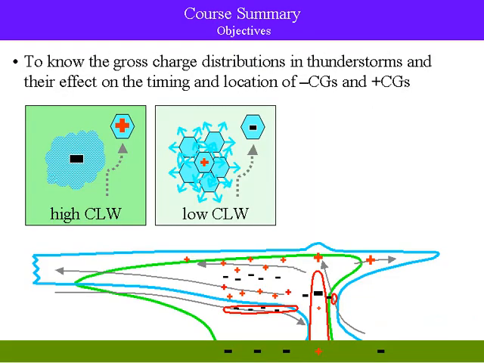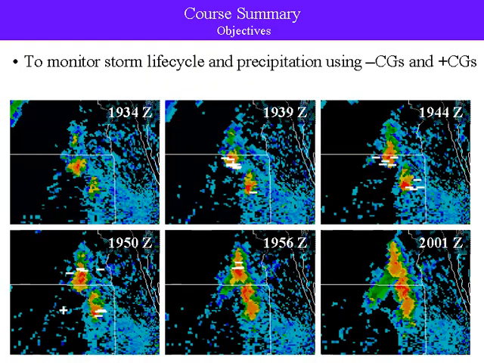Another objective was to know the gross charge distributions in thunderstorms, and in this case, the MCS. And remember, here within the stratiform region we have a slightly different picture because we have different charge mechanisms going on. We have the primary positive charge region located here, and therefore we would expect to see positive CGs in this area and most likely positive CGs within the stratiform portion of the MCS.